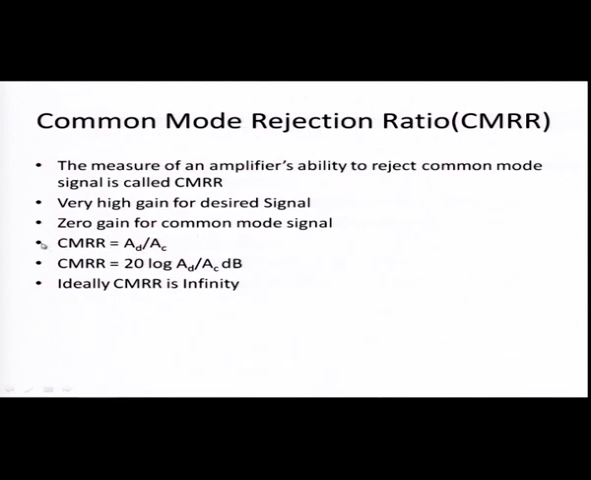The common mode rejection ratio is the ratio of the difference mode signal to the common mode signal. The CMRR in dB is calculated as 20 log AD by AC. Ideally, the CMRR is infinity, because the common mode signal must be equal to 0. The operational amplifier has to reject this common mode signal, so the gain must be 0. So, the CMRR must be infinity ideally.